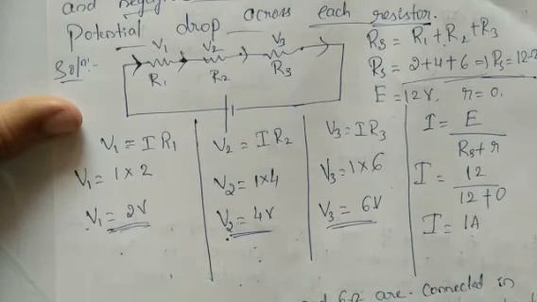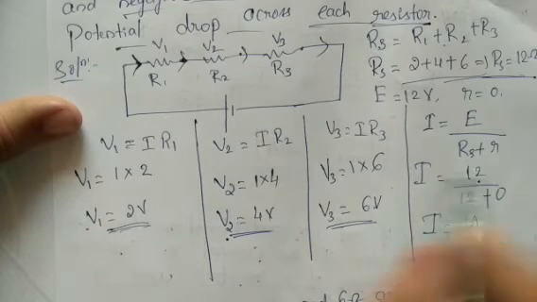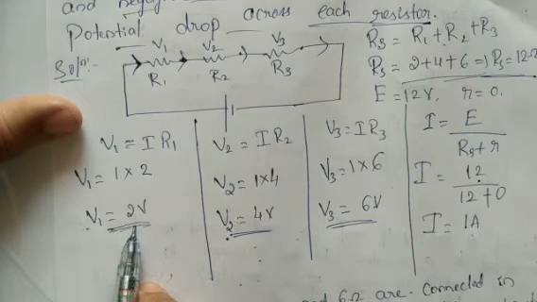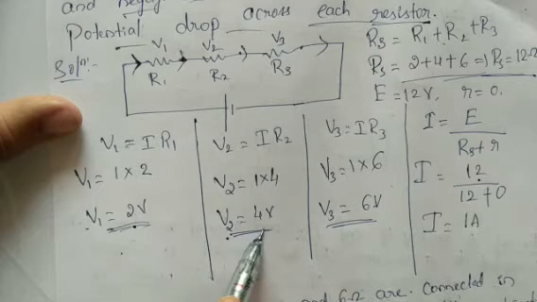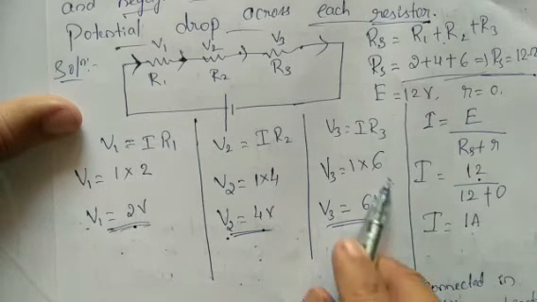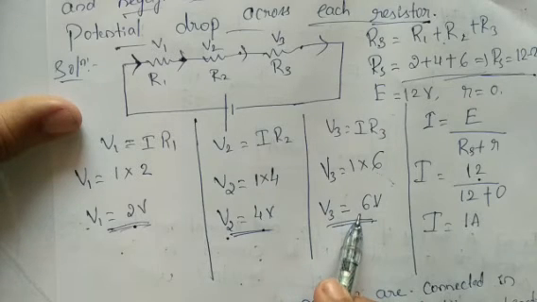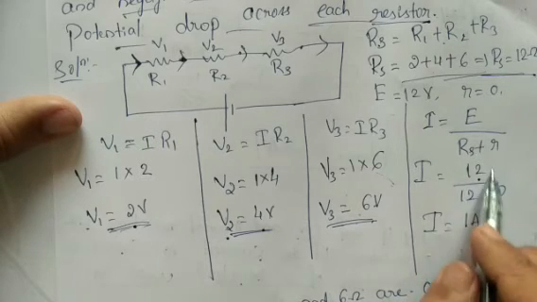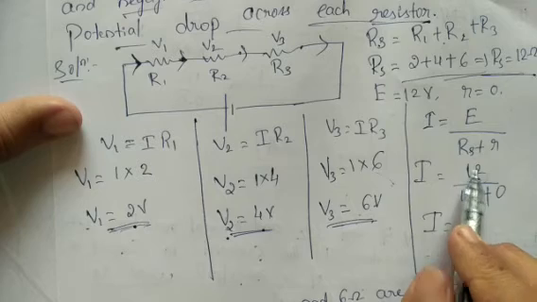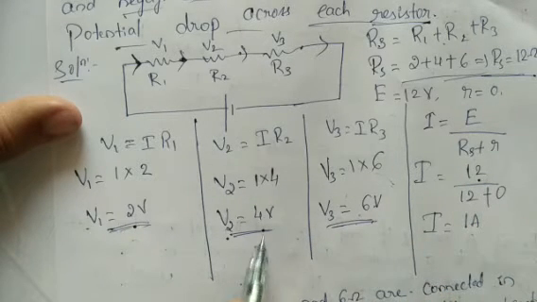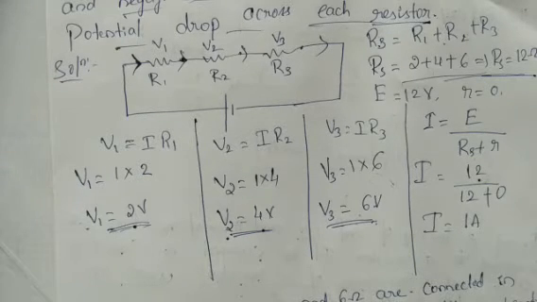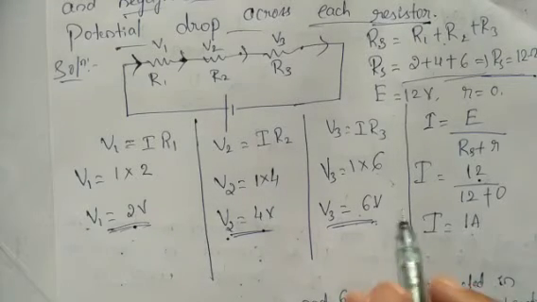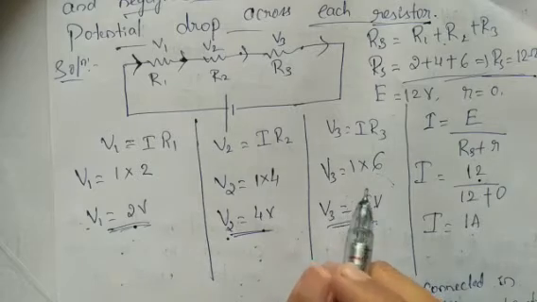So the net amount of 12 volts is divided into 2 volts across the first resistor, 4 volts across the second resistor, and 6 volts across the third resistor. Just make a comparison: the total is 12 volts, and the net potential is also 12 volts. So the net 12 volts is divided as 2 volts, 4 volts and 6 volts according to the individual resistors. This is the potential drop across each resistor.